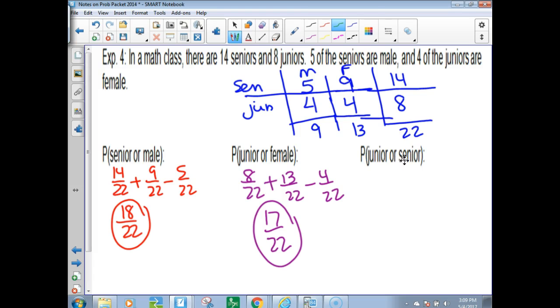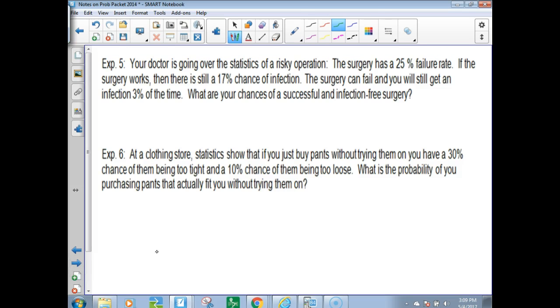And the last one, probability junior or senior. Okay. They're all juniors or seniors.